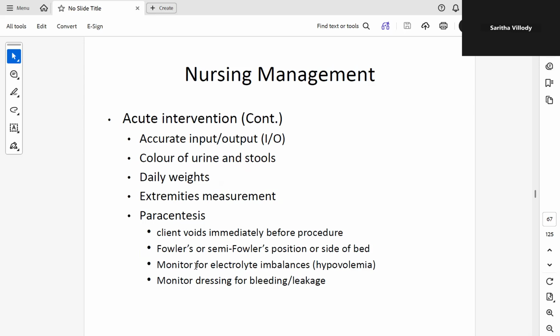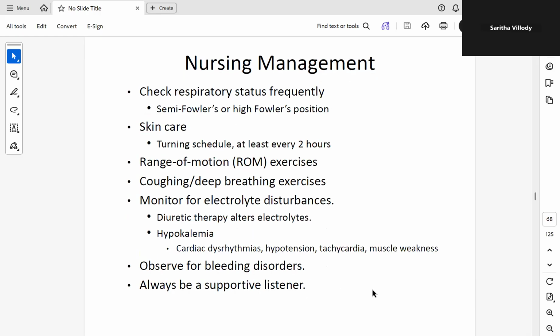Paracentesis, monitor for electrolyte imbalance. With paracentesis, they usually remove a large volume of fluid from the abdomen, which can cause fluid and electrolyte shift. So that is something we should be watching for, and also monitoring the dressing for any blood or any leakage. You will see that they might have some leakage because the abdomen is so distended, and it causes so much trouble.